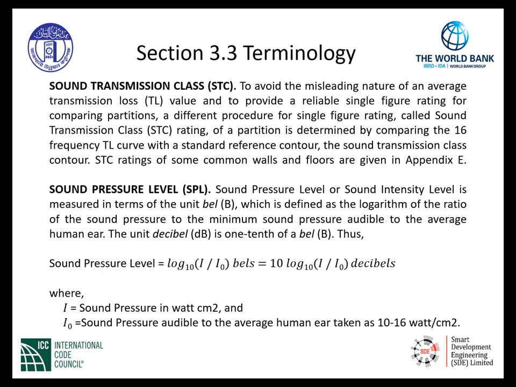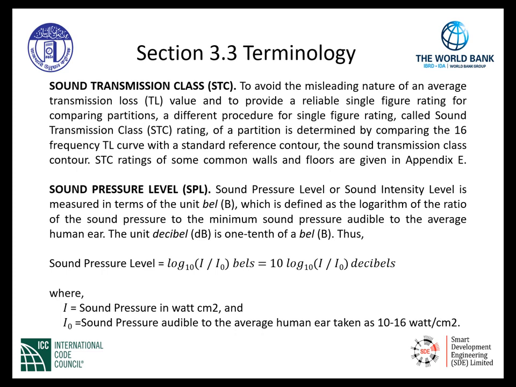Sound transmission class, abbreviated as STC, is defined as follows. To avoid the misleading nature of an average transmission loss, TL, value, and to provide a reliable single figure rating for comparing partitions, a different procedure called sound transmission class, or STC rating, of a partition is determined by comparing the 16 frequency TL curve with a standard reference contour, the sound transmission class contour. STC ratings of some common walls and floors are given in Appendix E.